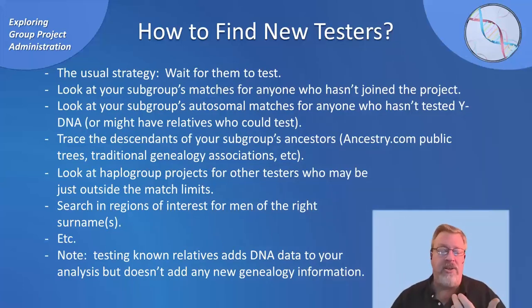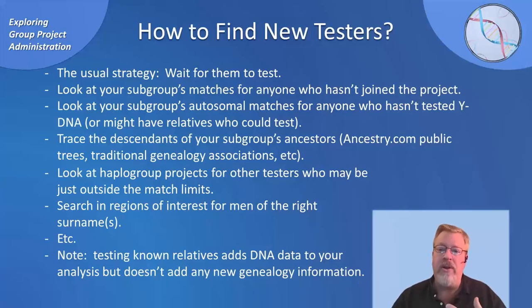You can look at their matches for anybody who hasn't joined the project. Obviously, if it's a surname project, you'd be looking for people of the surname, but don't discount NPEs or people who have different surnames. They can be very valuable to your analysis because they can tell you both positive DNA information that can help you and negative. If they're negative for something, that can tell you as much as whether or not they're positive. So don't discount NPEs. If they branch off your group in the right timeframes, they can still tell you a lot of useful information about that subgroup.